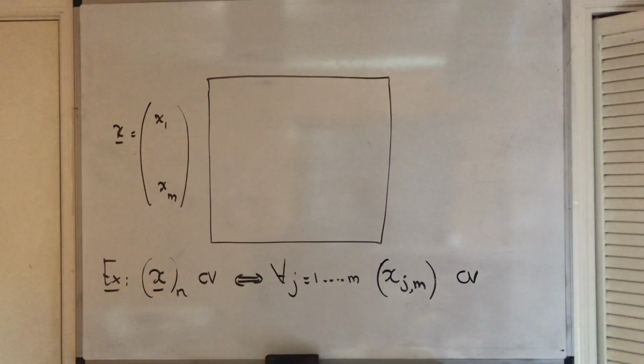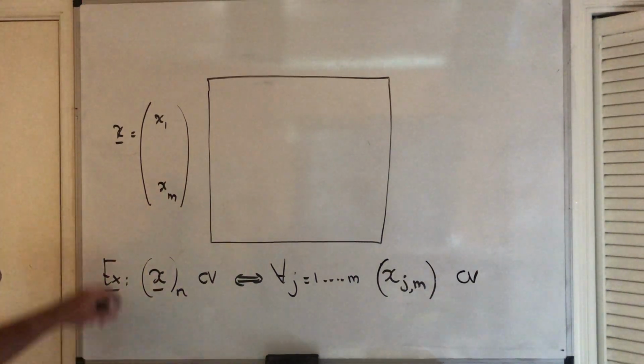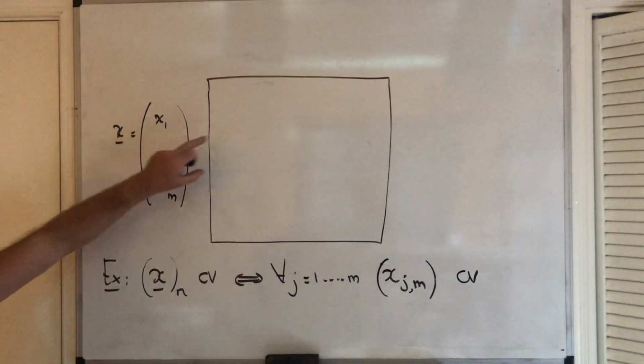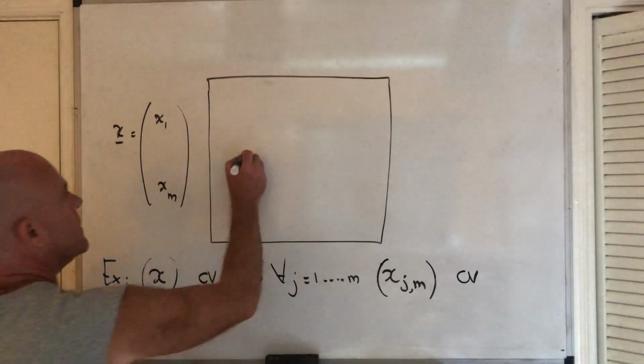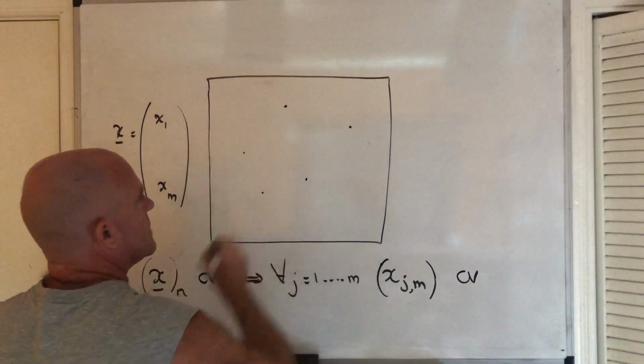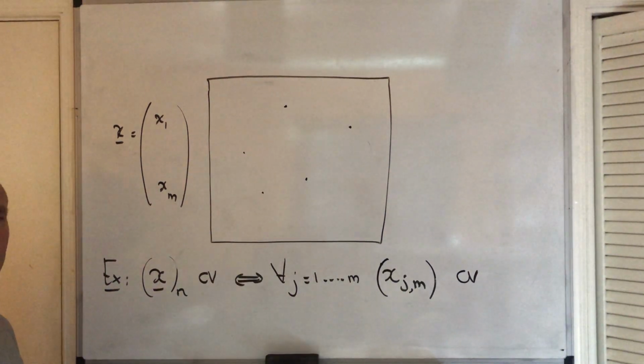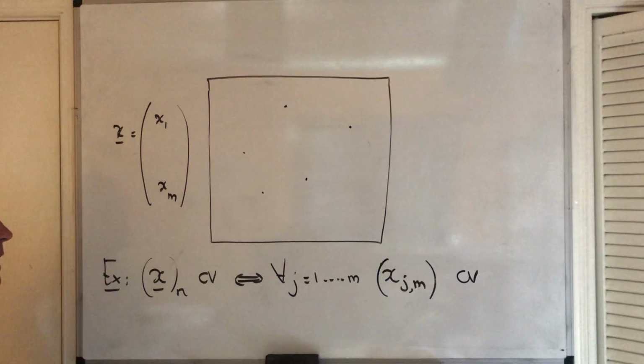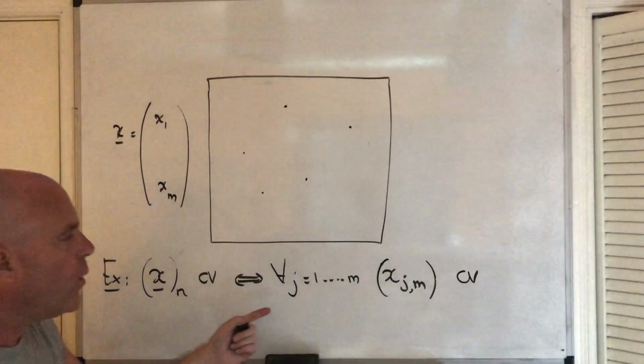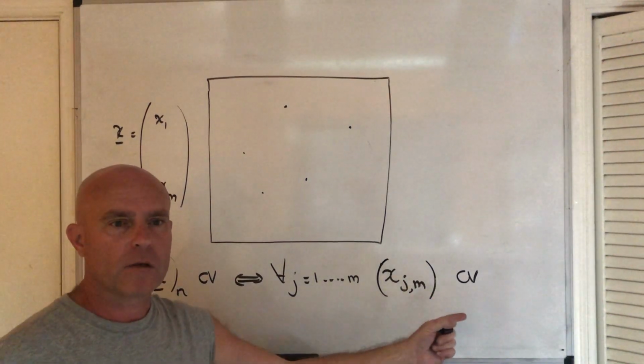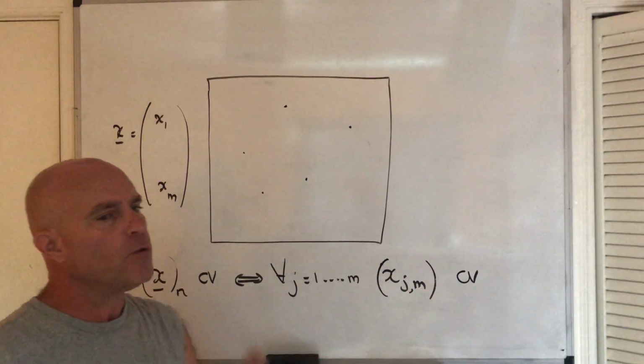So therefore, this means the following. If I want to show that if I take a sequence of points here in this box, there is always a convergent subsequence, it is sufficient to show that we have always a convergent subsequence for each of the components. Now you have to pay a little bit of attention.